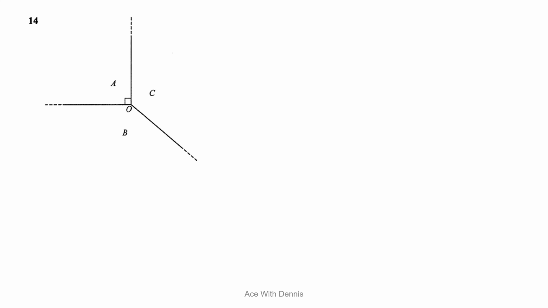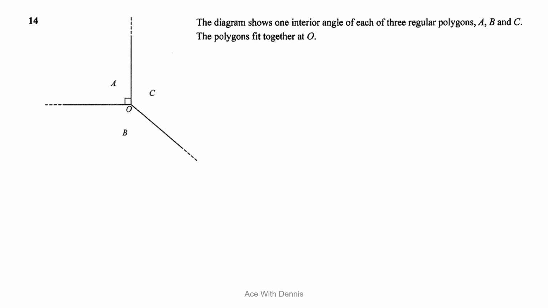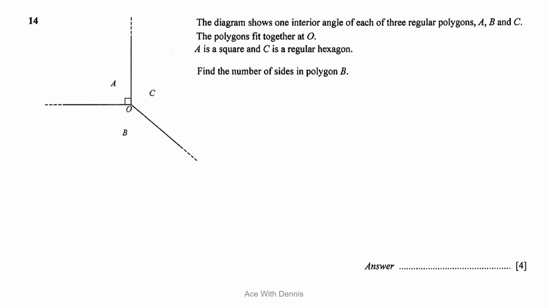Question 14. Given this diagram, the diagram shows one interior angle of each of three regular polygons A, B, and C. The polygons fit together at O. A is a square and C is a regular hexagon. Find the number of sides in polygon B. 4 marks.